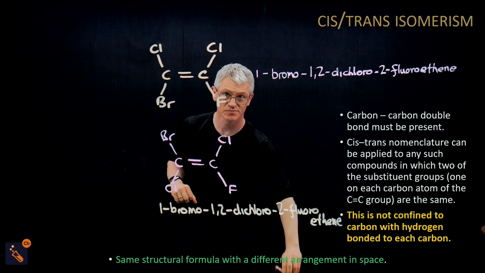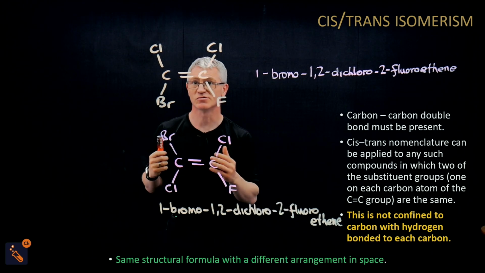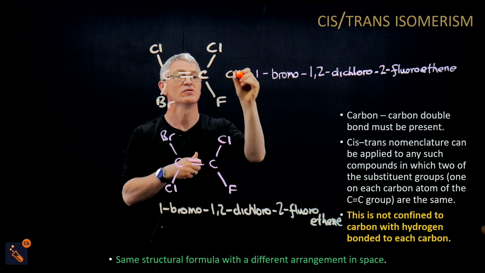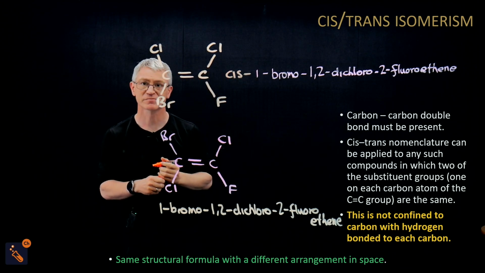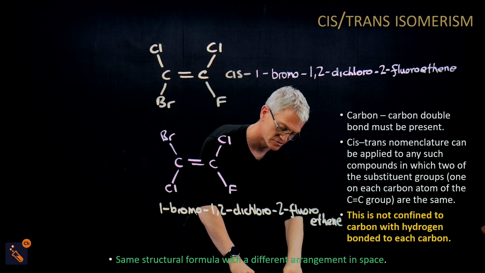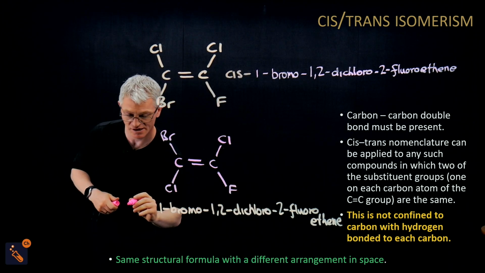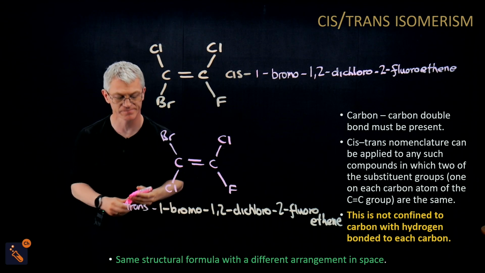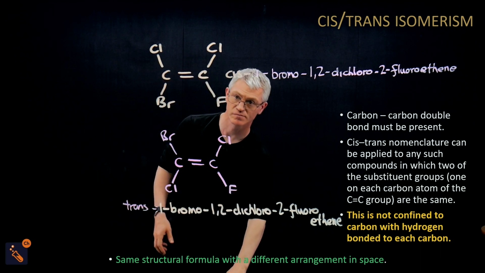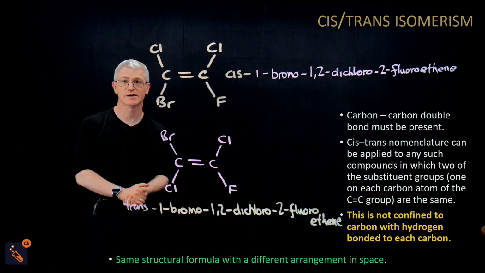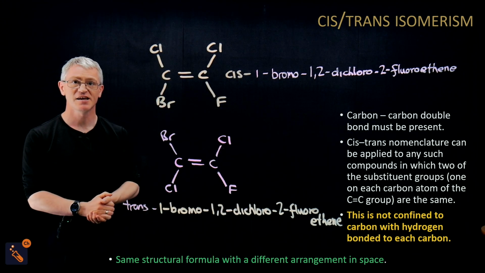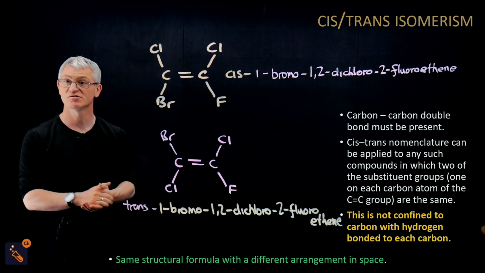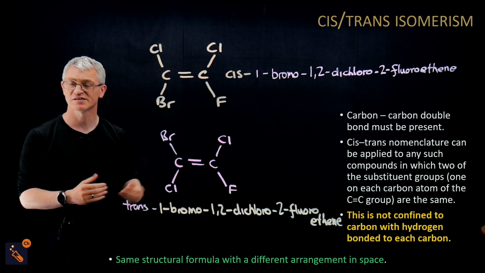Right, so all we have to do is decide which one's cis. The same side is going to be cis. So all you do is put your name at the start, and then just using different colours, and then we're going to go trans. And there you have it, and that is how you go about looking at cis and trans, but without two hydrogens, but with two groups that are exactly the same, like the chlorine.